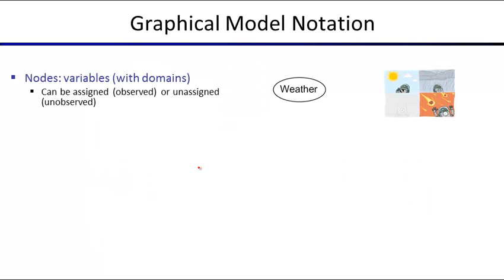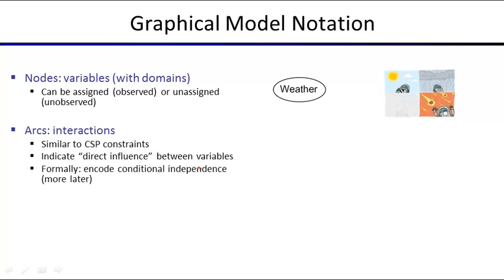Okay, so what does this notation mean? The bubbles are random variables, very similar to CSP graphs. The arcs are the interactions, and they indicate the direct influence. Formally, they will be encoding conditional independence. We'll see more about that later. But for now, they're direct influence.